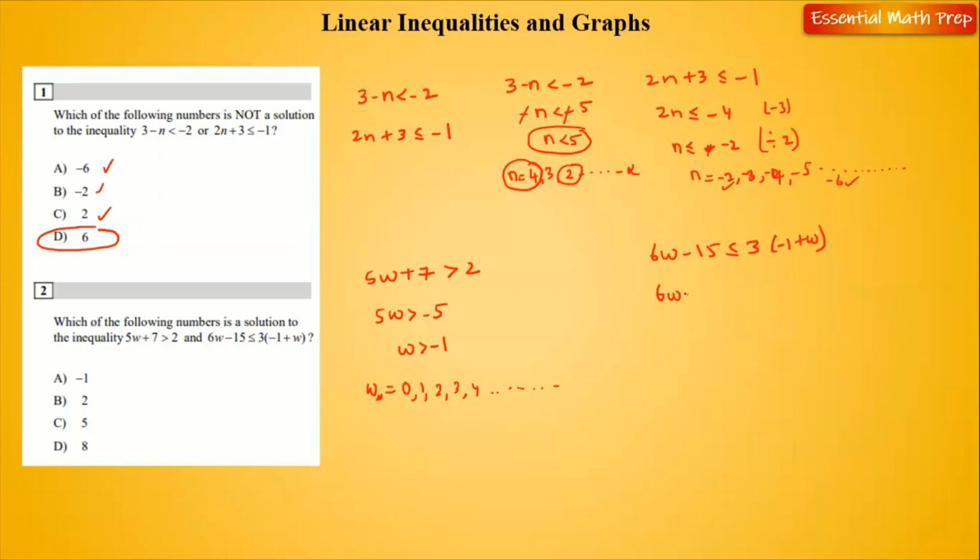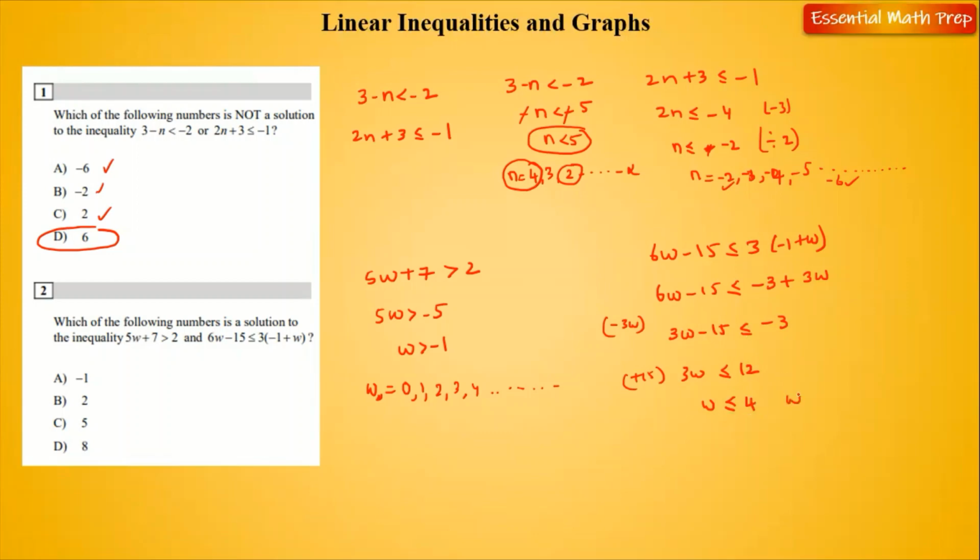So you have 6w minus 15 less than or equal to minus 3 plus 3w, right? I just multiplied the 3 into this expression here. So if I add negative 3w on both sides, it makes it 3w minus 15. I just added negative 3w on both sides, which makes it minus 3. And then I added 15 on both sides, which makes it 3w less than or equal to 12. W is less than or equal to 4, right?